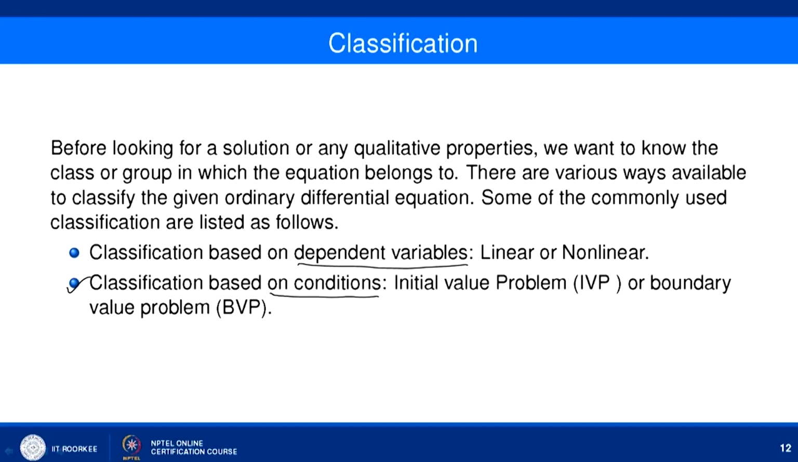The second classification is based on conditions. If initial conditions are given, then we call our problem an initial value problem, or IVP in short form. If boundary conditions are given, then we say that our problem is a boundary value problem, BVP in short. What these initial and boundary conditions are, we will come to know. So we first classify depending on the number of independent variables, that is, ordinary differential equation or partial differential equation, and then we further classify in terms of the dependent variable or conditions.